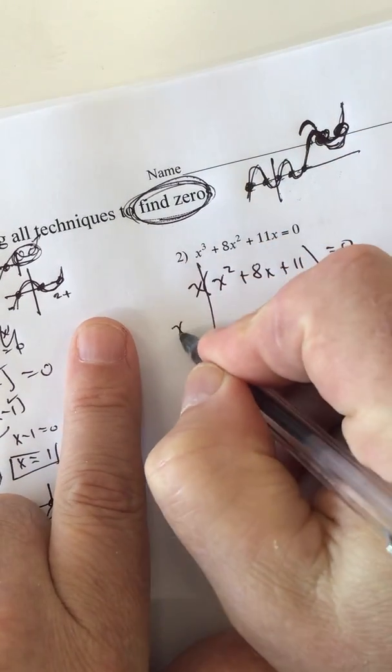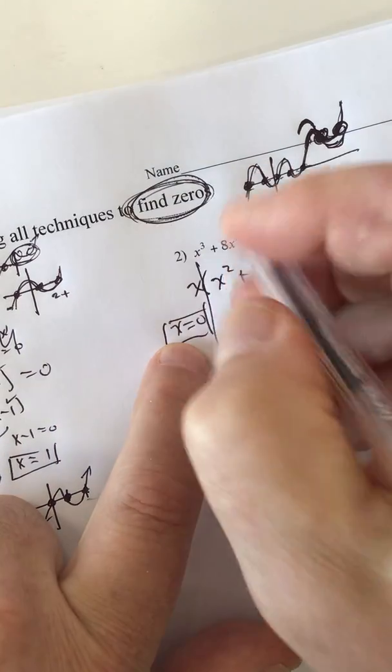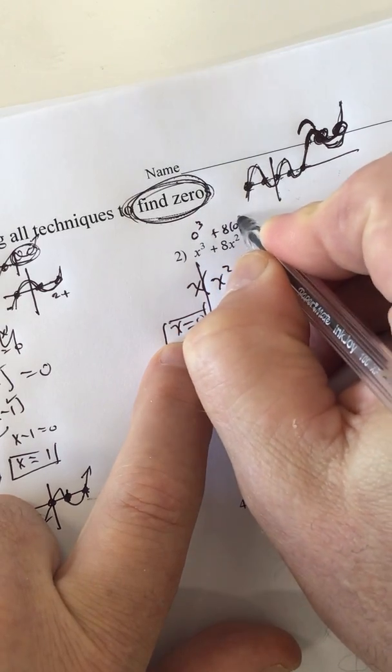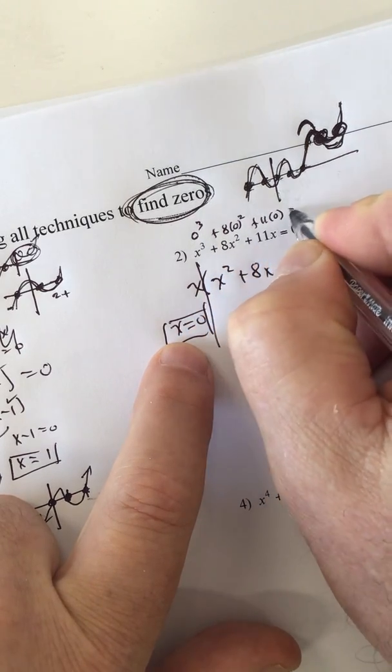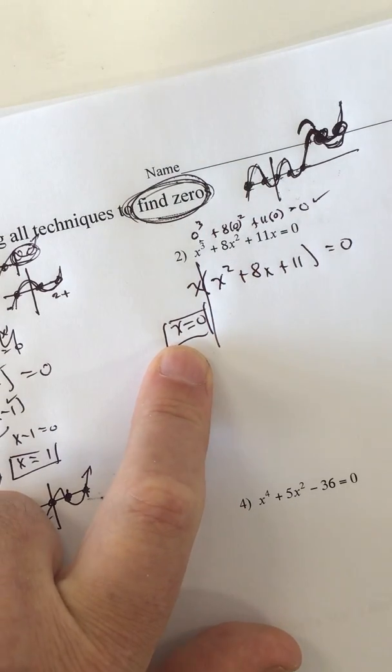This one is done, so one of the zeros is at 0. And of course that makes sense. If you put 0 right there, you got 0 to the third plus 8 times 0 plus 11 times 0. Well, that's 0 plus 0 plus 0. Yes, that equals 0. 0 makes it true. What else makes it true?